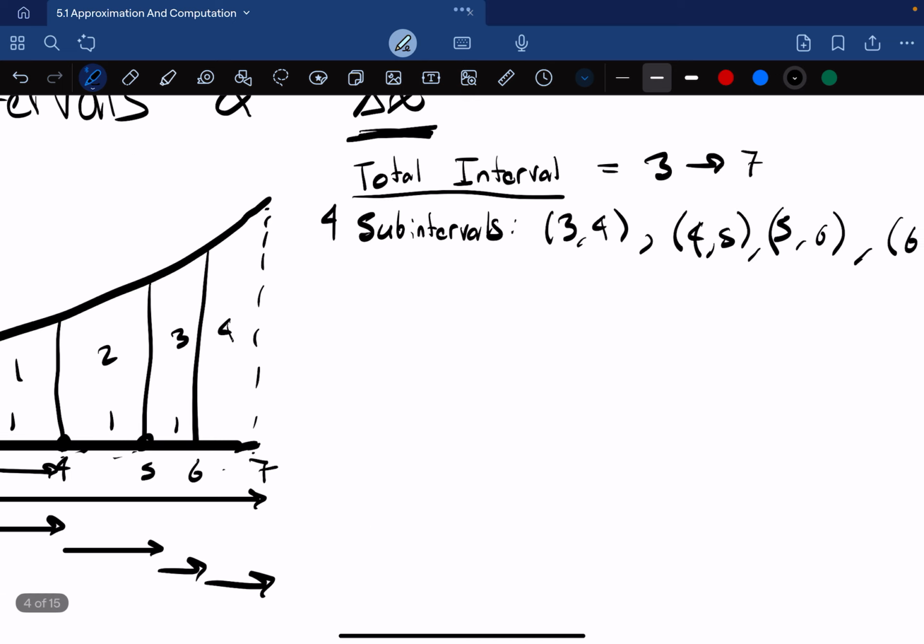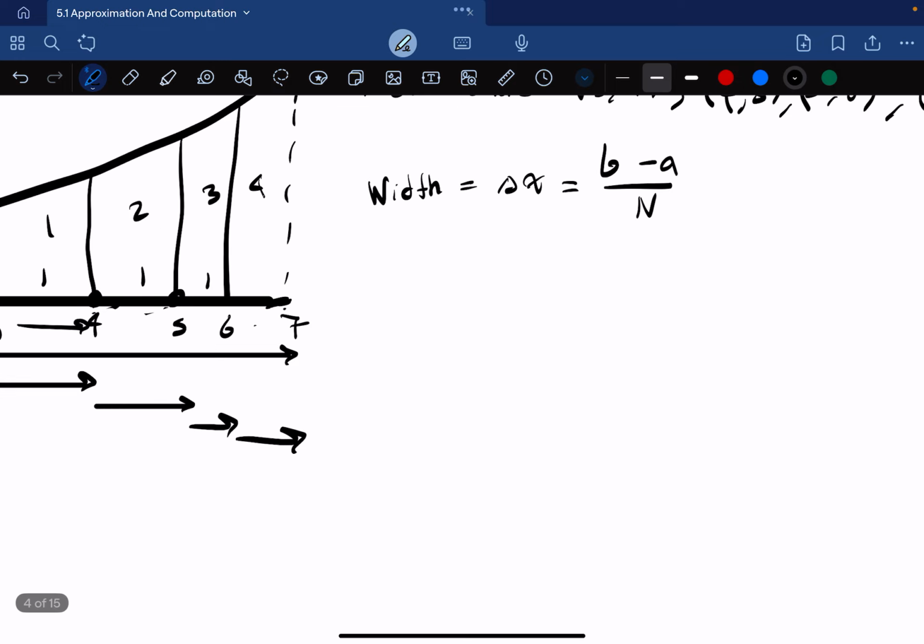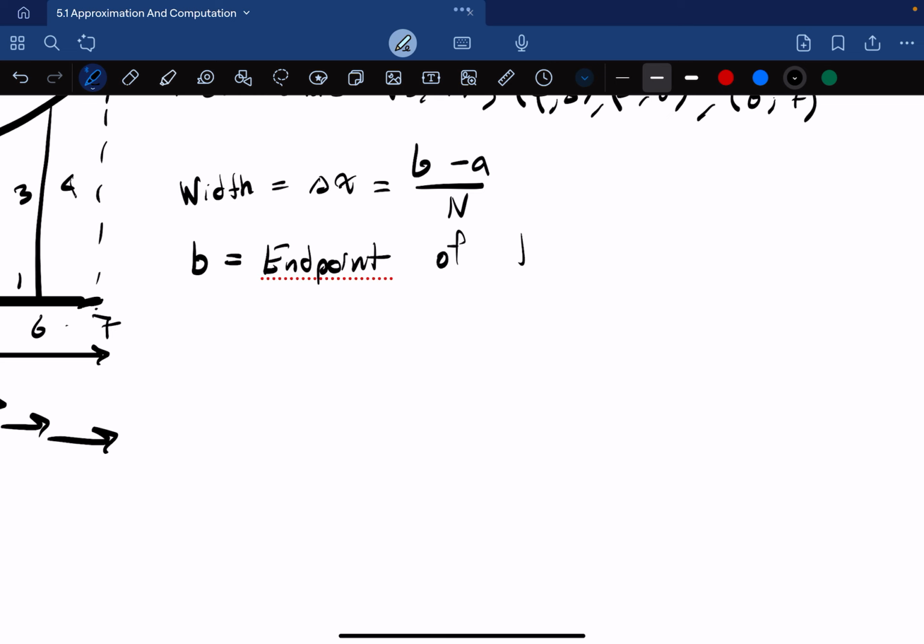So, how do we calculate this? The width, delta x, has a specific formula that we use, and that is b minus a over n. These variables might seem a little confusing, but they're actually very simple. So b is going to be equal to the end point of the total interval.